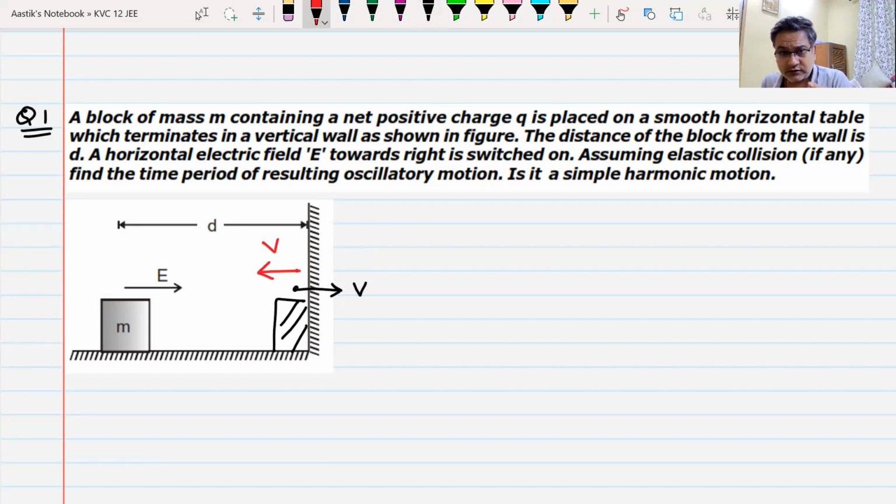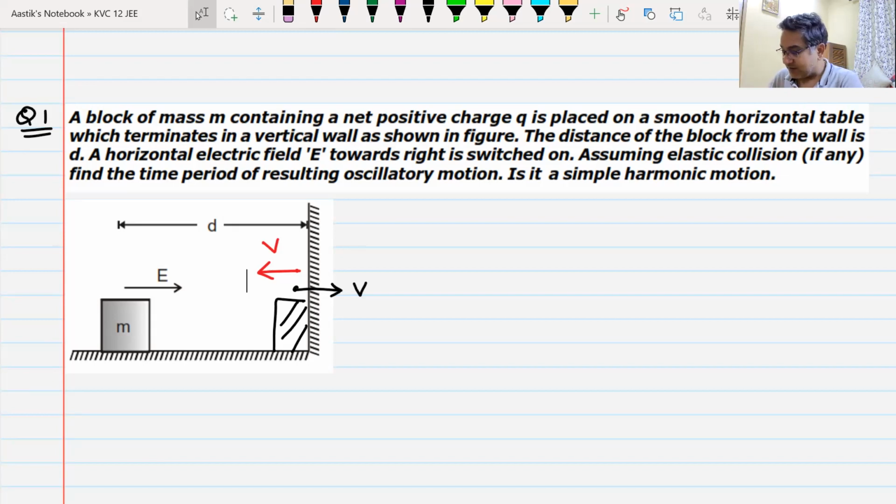Can you do it now? T equals 2 pi root over k q square by md. Yes, sir, I got an answer. Good, good. What is the answer then? T equals 2 pi root over k q square by md. How does K come here? I think you have understood the concept, but probably got confused with K.